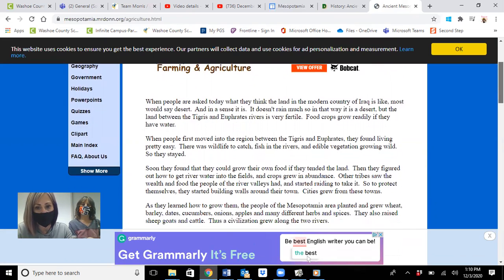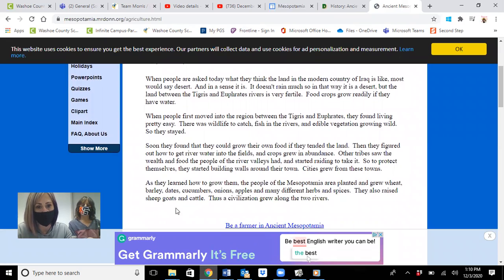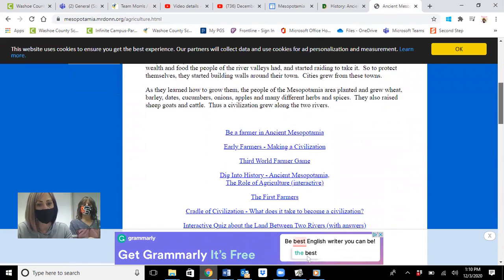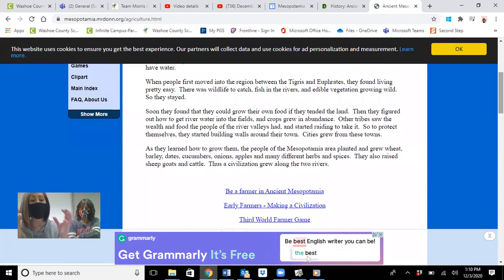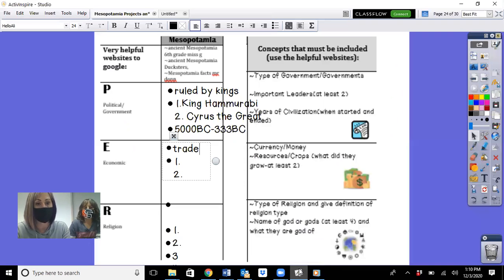So let's see. Oh, here they grew. The people of Mesopotamia grew barley, dates, cucumbers, onions, apples, herbs, spices. They also raised sheep, goat, and cattle. And like I talked about last week, because they are between the rivers, they had a ton of fertile soil, which allowed them to grow a lot of good crops. So if I go back, I'm going to put wheat and barley.